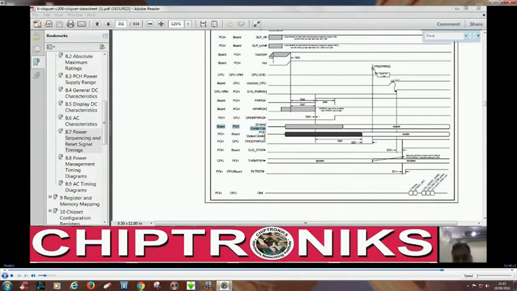Now the PCH will output clock. First the board will supply a 25 megahertz input to the PCH, and the PCH will then output the clocks to all the parts of the main board. But how does the PCH understand at this point that it has to generate clock? What is the logic behind it?